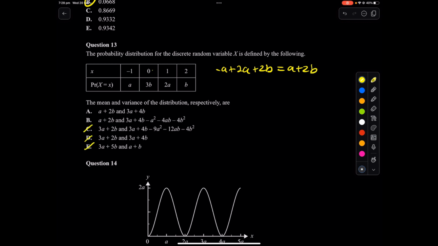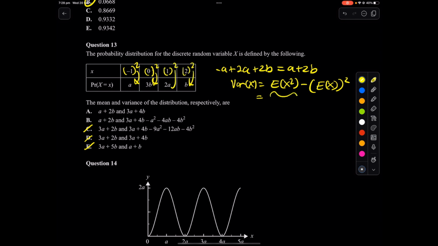And for the variance, we know that the variance of x is the expected x squared minus your expected value all squared. So what does that mean? It means that we square this and we multiply. Same thing. We square this, we multiply. We square this, multiply. We square this and multiply. That gives us our expected x squared. So let's do that. So negative 1 squared is just 1, so it'll be just a. So yeah, that's useless, 0. Plus 2a plus 4b minus your expected value, which we've already calculated, which is this, a plus 2b all squared.